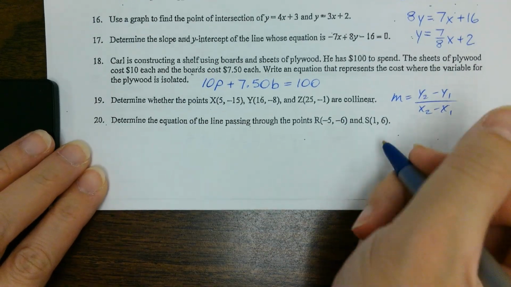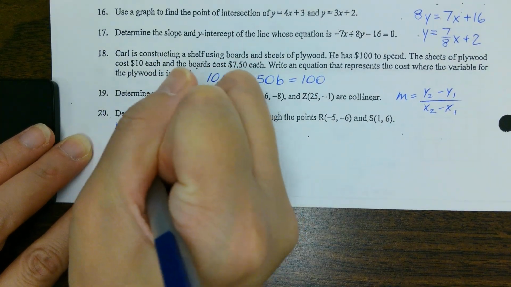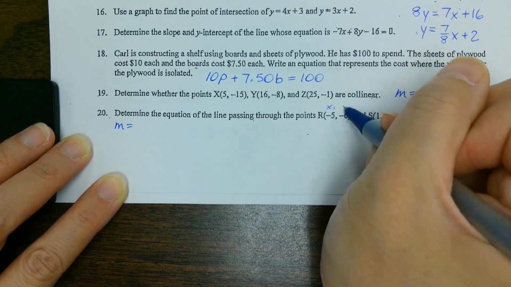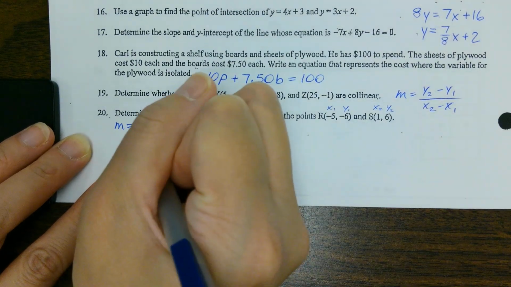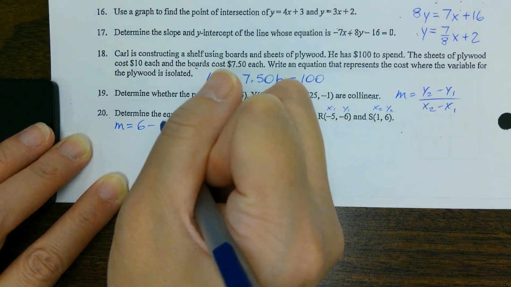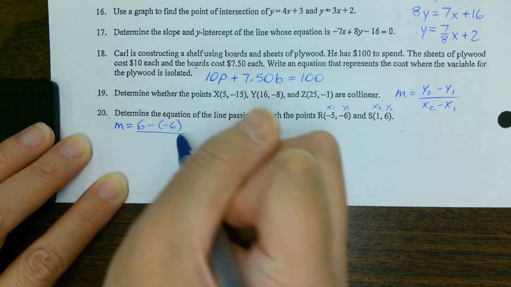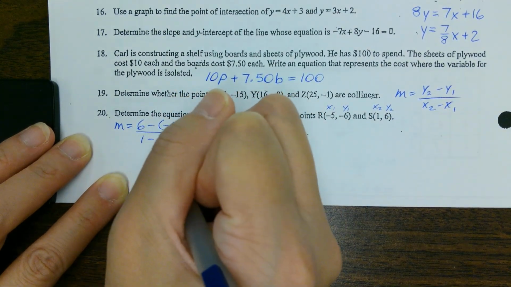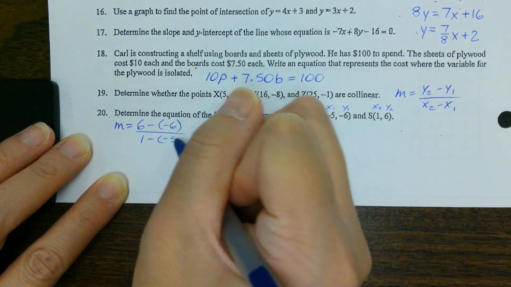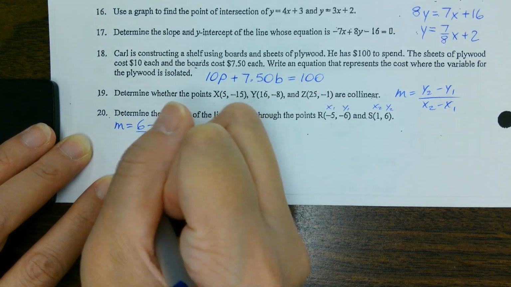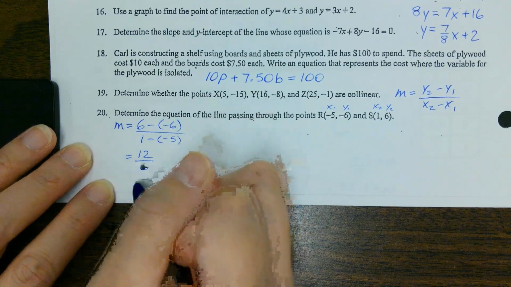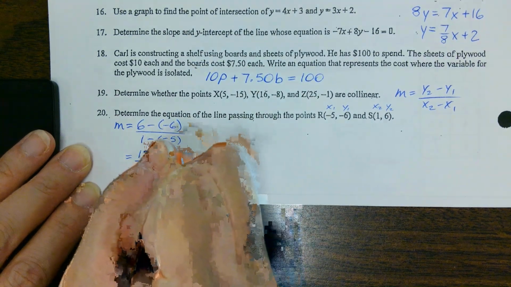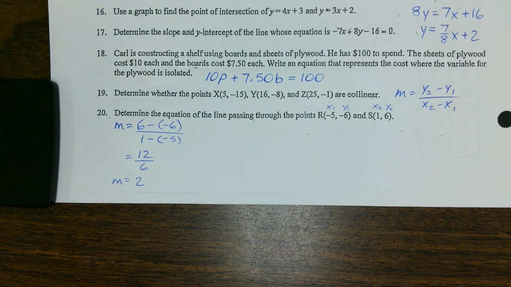Yes? Okay. So m equals, so call this x1, y1, x2, y2. So 6 minus -6, and then 1 minus -5. Okay, so you get 12 over 6, which gives you 2. So m equals 2.